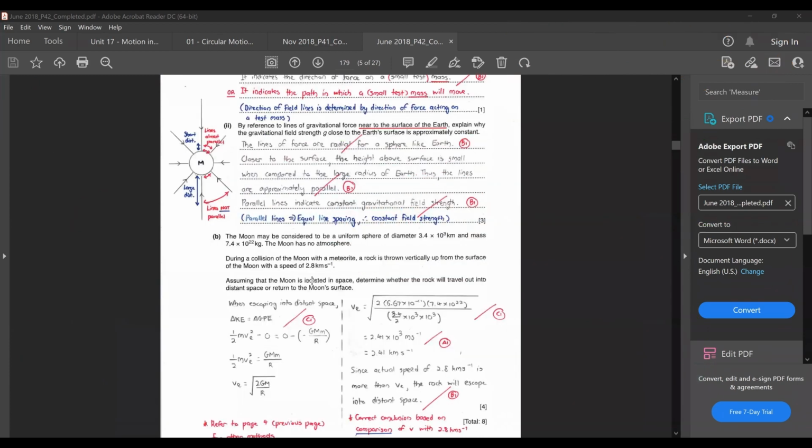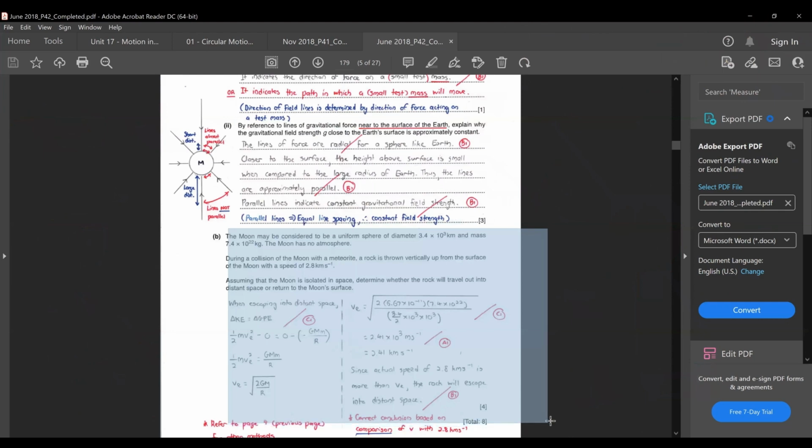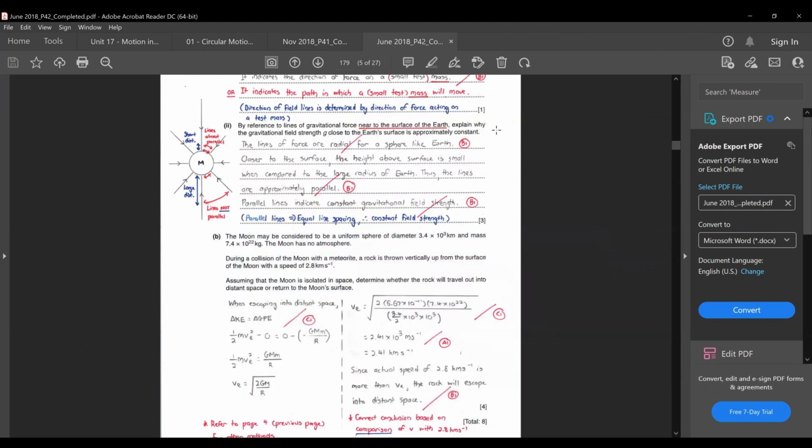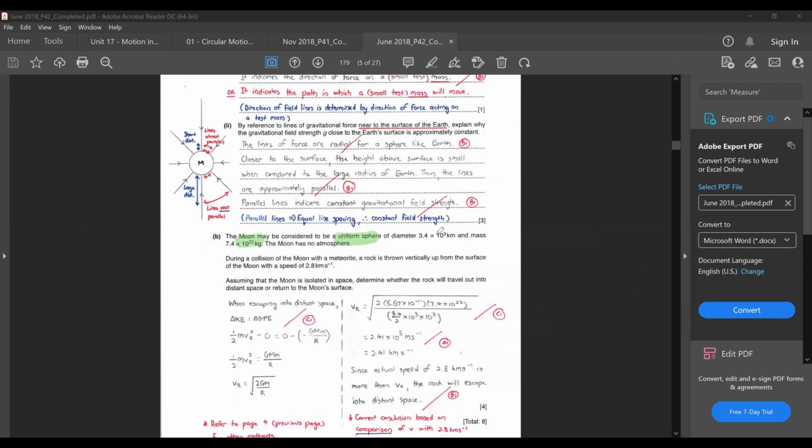All right, part B is actually referring to escape speed. Now, they tell you the moon may be considered to be a uniform sphere of diameter 3.4 times 10 power 3 kilometer and a mass of 7.4 times 10 power 22 kg. The moon itself has no atmosphere, meaning it will not have any air resistance. During a collision of the moon with a meteorite, a rock is thrown vertically up from the surface of the moon with a speed of 2.8 km per second. Assuming that the moon is isolated in space, determine whether the rock will travel out into distant space or return to the moon's surface. Okay, will that rock actually be able to escape all the way into infinity?